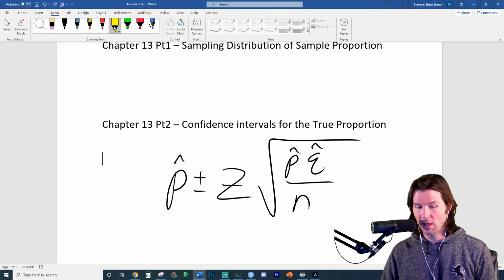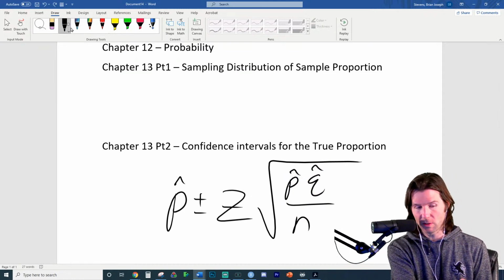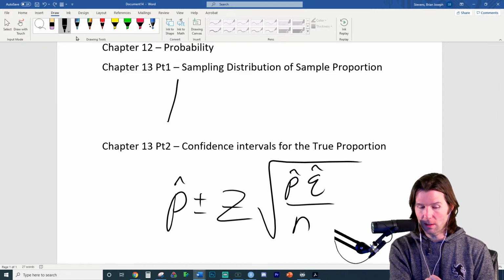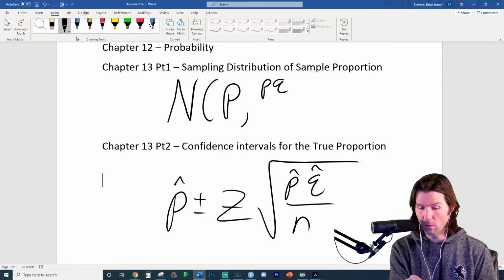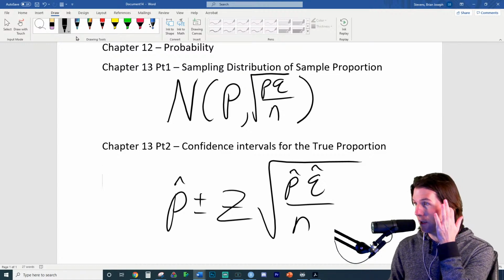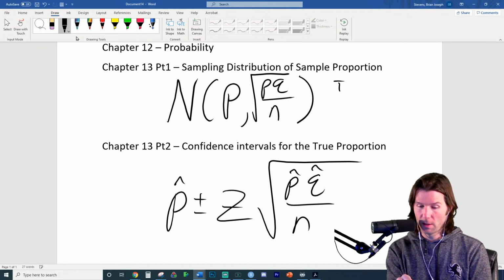Sampling distribution of the sample proportion has some important formulas too. We should know here that the distribution will be normally distributed with a mean of P and a standard deviation of the square root of P times Q over N. If you notice the similarities right here. And why is it this way? Well, in chapter 13, part 1, we start with the truth, and then we use the truth to figure out something about the sample.